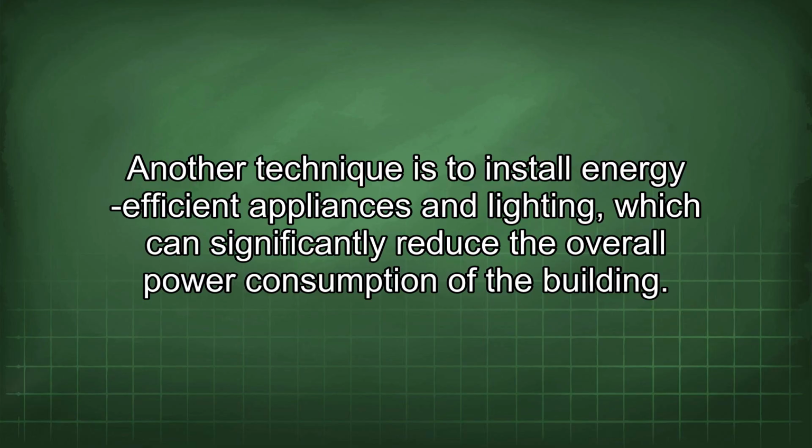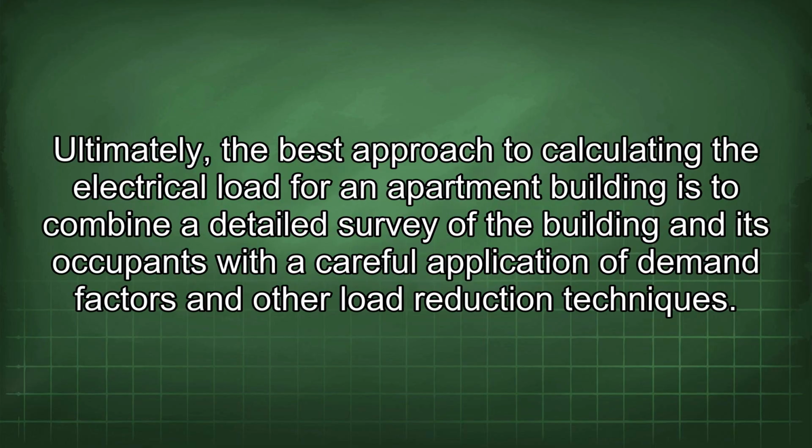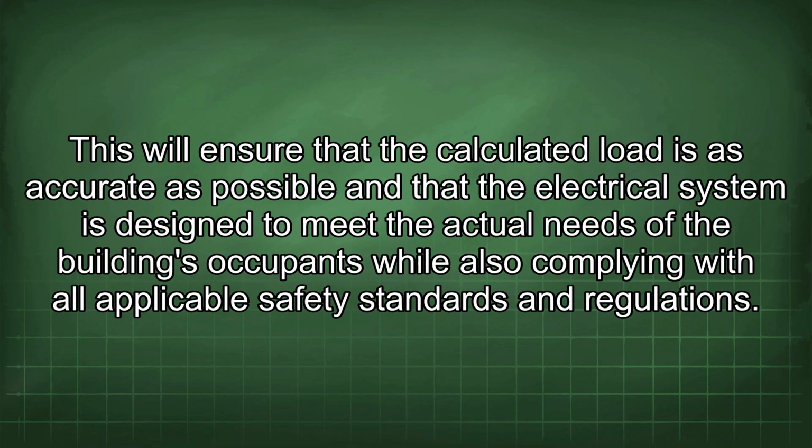of the building. Ultimately, the best approach to calculating the electrical load for an apartment building is to combine a detailed survey of the building and its occupants with a careful application of demand factors and other load reduction techniques. This will ensure that the calculated load is as accurate as possible and that the electrical system is designed to meet the actual needs of the building's occupants while also complying with all applicable safety standards and regulations.